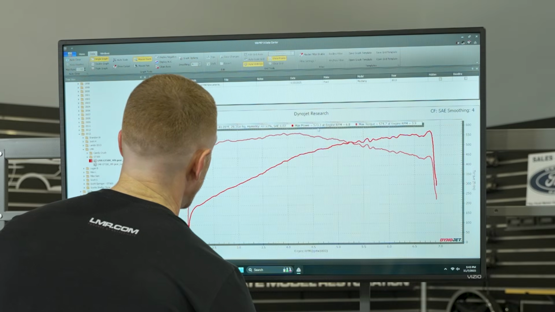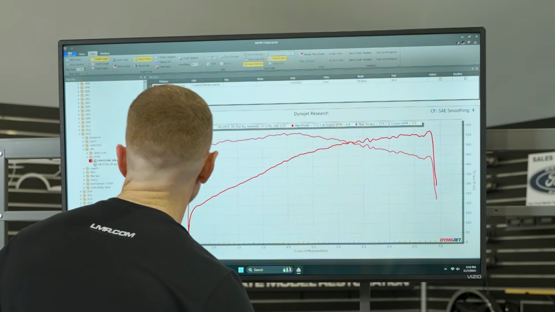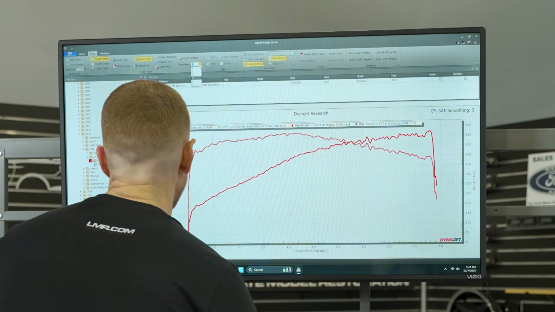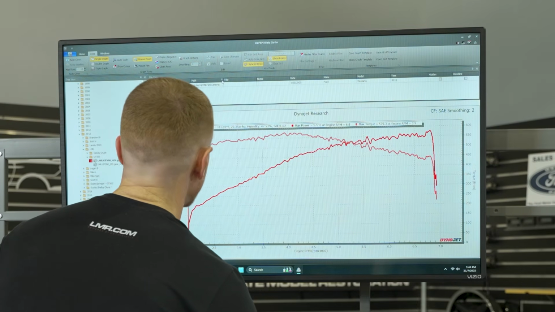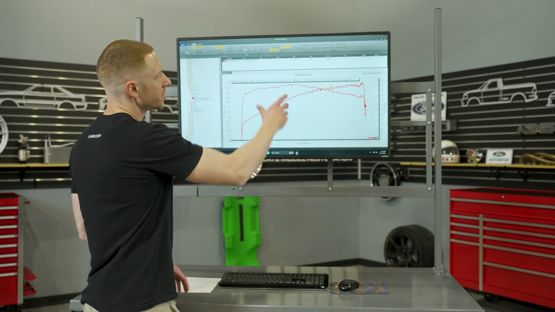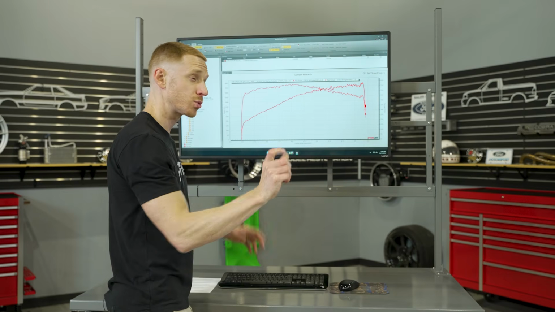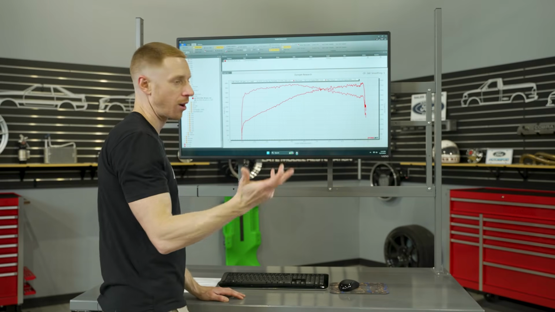And all along the way here, we can micromanage this. We can go to 4. Guess what? A little bit more horsepower, a little bit more torque. We can go to 3. A little more power, a little more torque. Okay, you see where I'm going with this? Smoothing 2, a little more power, a little more torque. There's small increments each time. And you're usually only going to see a larger difference, fluctuation between the smoothing numbers with higher horsepower cars.